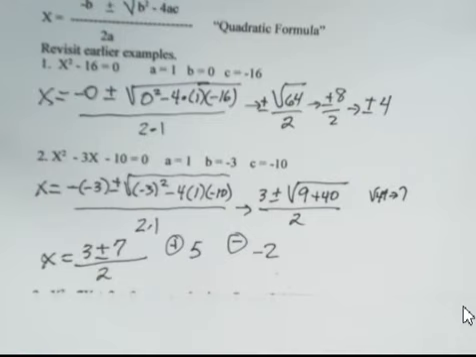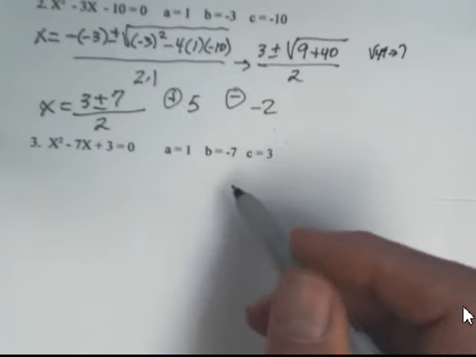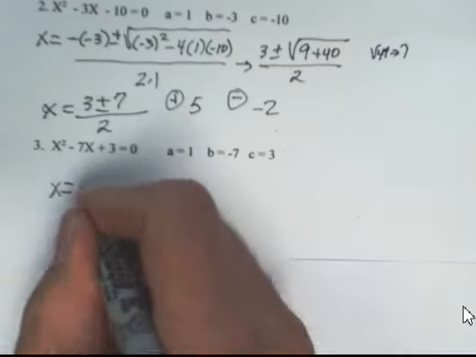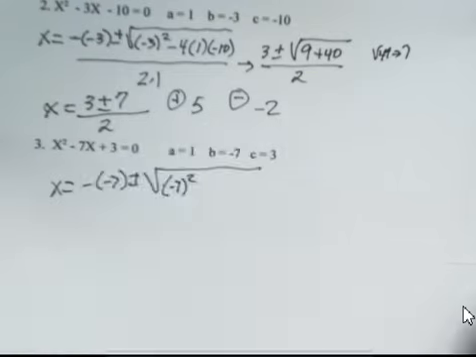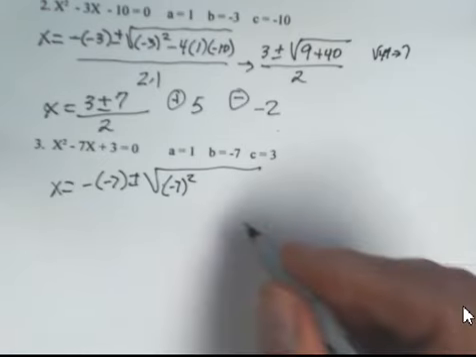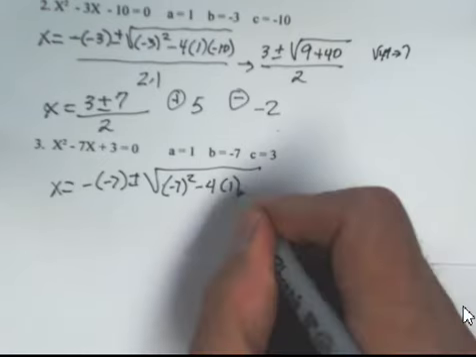Let's go with our last one here. X squared minus 7x plus 3 equals 0. A is 1. B is minus 7. C now is a positive. It's a 3. And again, applying quadratic formula, x equals minus the b value. B is minus 7. Plus or minus square root b squared. That's minus 7 squared. Minus 4 times a times c. All this divided by 2 times the 1.